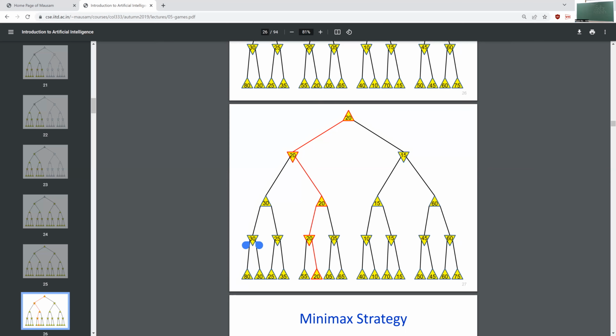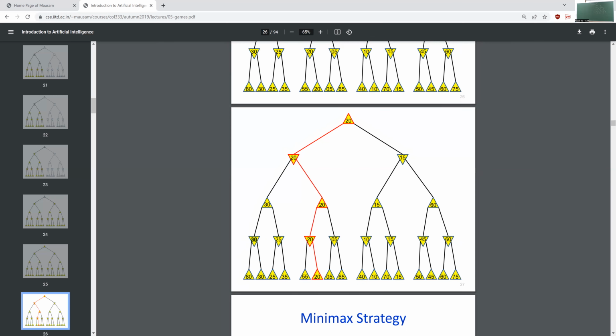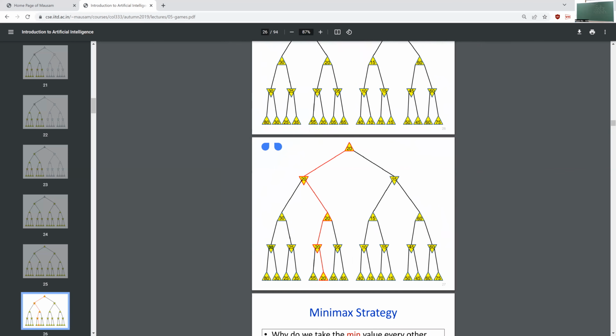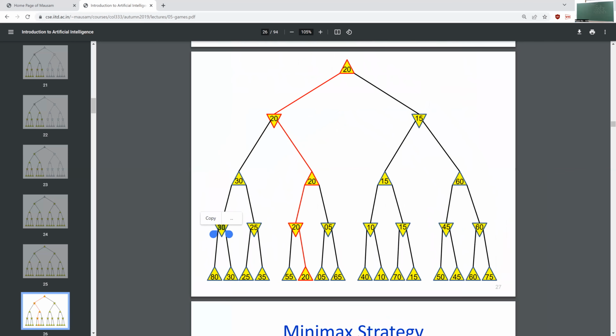So once it has come left, no matter how your opponent plays, you will get either 30 or 80 as an outcome, both of which are larger than 20. This way you can verify that the algorithm ensures that if you follow the winning strategy, you are guaranteed to get a utility which is 20 or more.